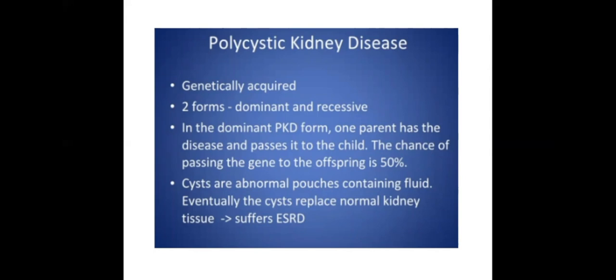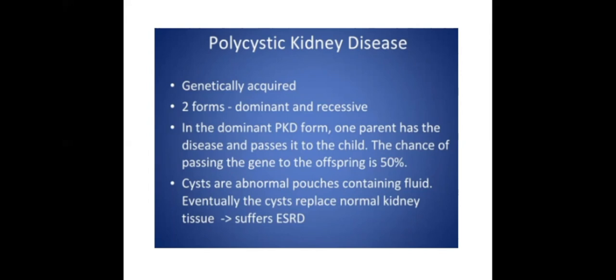So what is polycystic kidney disease? It is a genetically acquired kind of disease, and it has two forms: one is the dominant form, another is the recessive form of PKD, that is polycystic kidney disease. In the dominant PKD form, one parent has the disease and passes it to the child. The chance of passing the gene to the offspring is 50%. It means if the parent has 4 children, then two children will be affected with polycystic kidney disease, and the other two will be healthy. So the chance of transferring PKD is 50-50%.